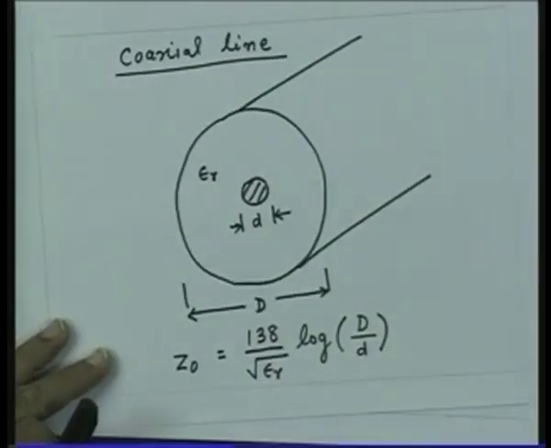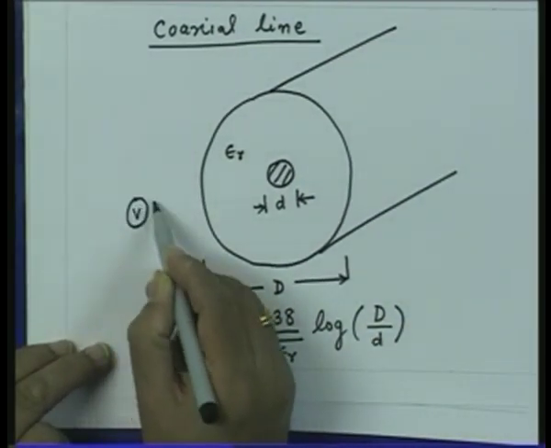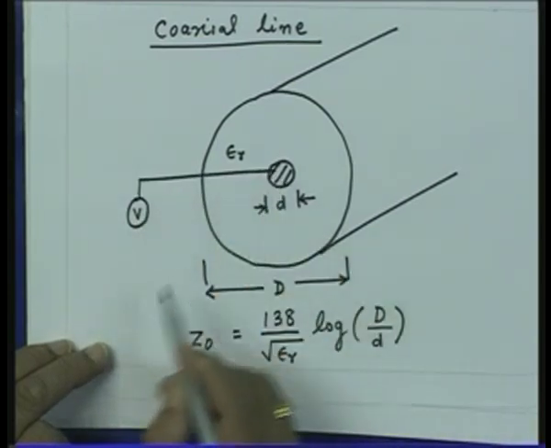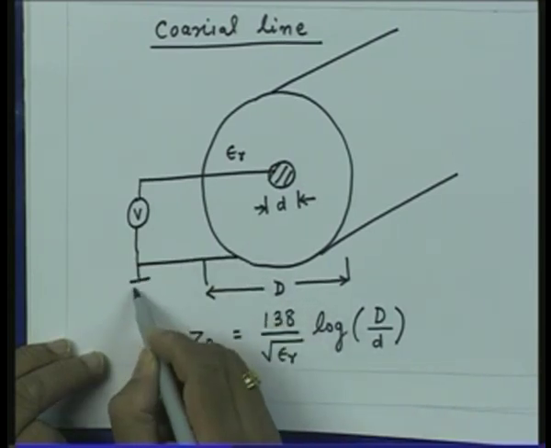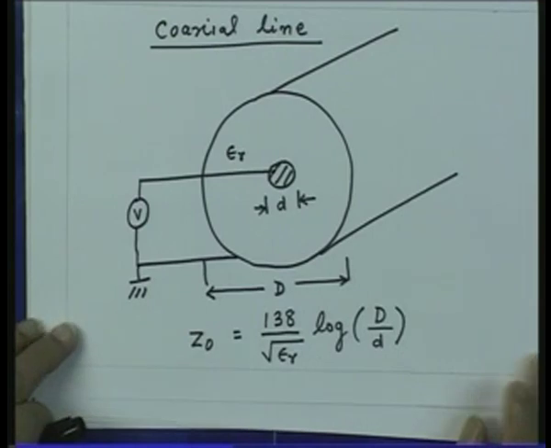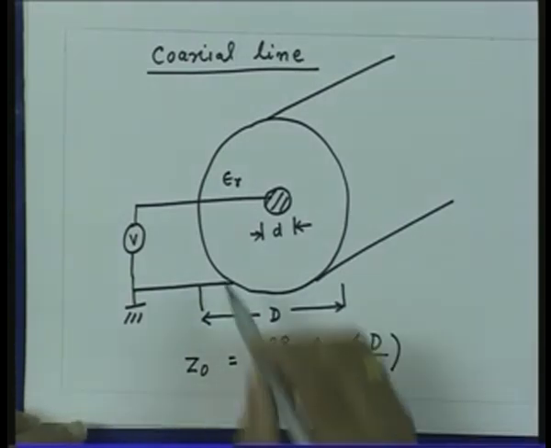There is a small difference, however, between these two connections. If I take the coaxial cable structure, then the voltage is connected between the center conductor and the outer conductor, and the outer conductor is ground. So, I can have a voltage source connected between the center conductor and the outer conductor, which is the ground conductor. So, in a coaxial cable I have a center conductor to which the voltage is connected and the outer conductor is ground.